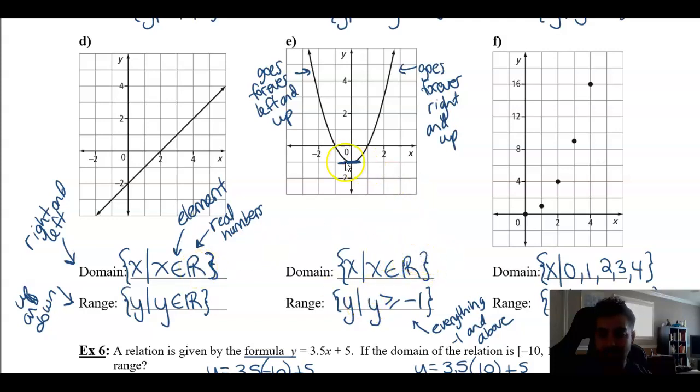And then the y value. You can see y goes on forever, but only at the -1 point and higher, right? So you can see that the range, in set notation, is y greater than or equal to -1.